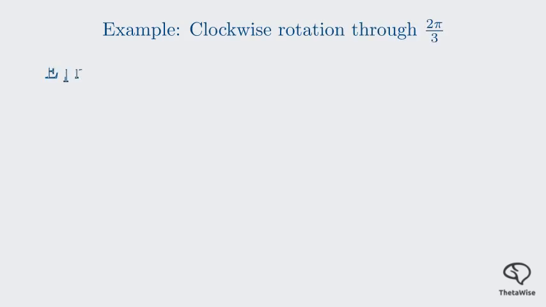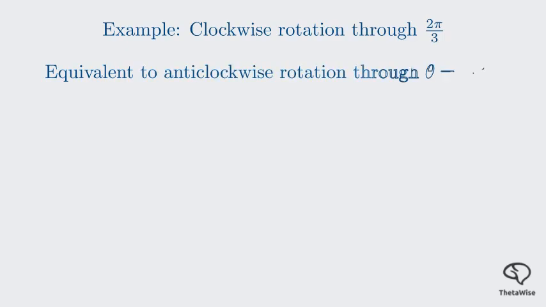Let's apply the rotation matrix to a specific example. We need to find the transformation matrix for a clockwise rotation about the origin through 2 pi over 3. First, a clockwise rotation through an angle theta is equivalent to an anticlockwise rotation through the negative angle, minus theta. So, our clockwise rotation of 2 pi over 3 is the same as an anticlockwise rotation of minus 2 pi over 3. This means we will use theta equals minus 2 pi over 3 in our matrix formula.